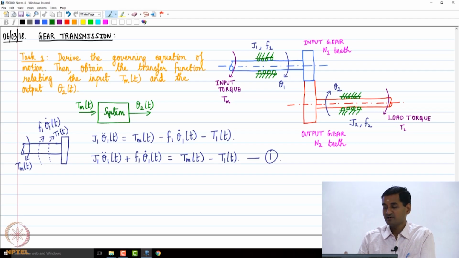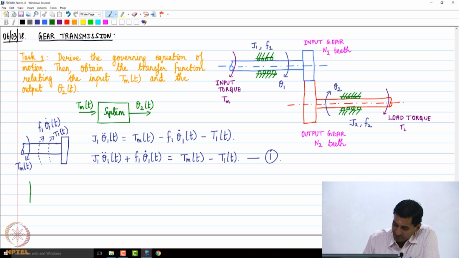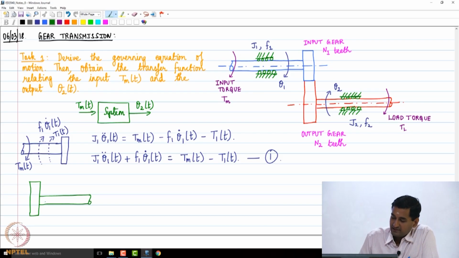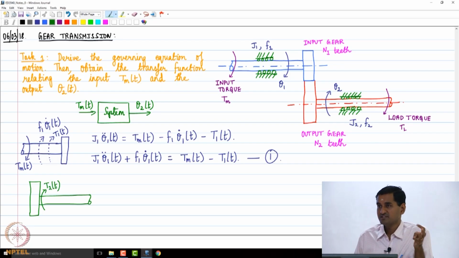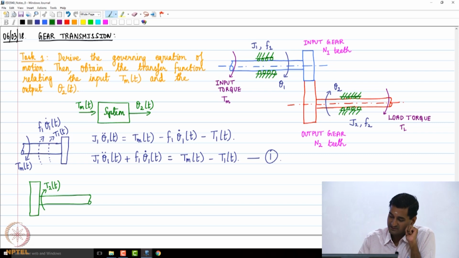Similarly, let's draw the free body diagram for the output shaft and see what happens. So if I draw the free body diagram for the output shaft, I am going to get this. As far as the output shaft is concerned, I need some torque to drive it. Let's call that driving torque T2(t). That's what comes from the input shaft, so essentially that is the driving torque.